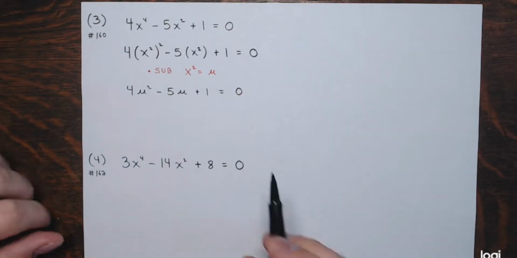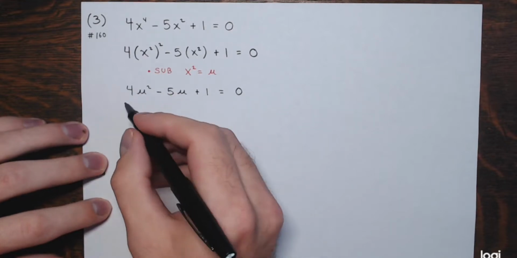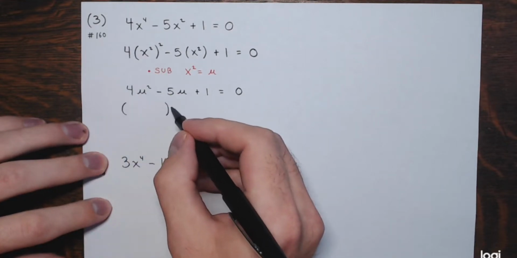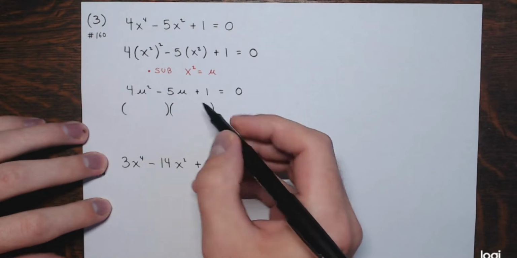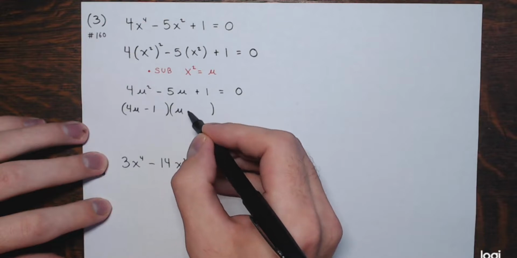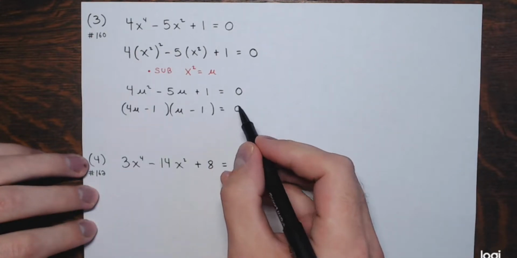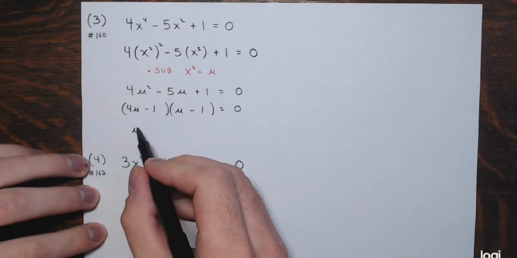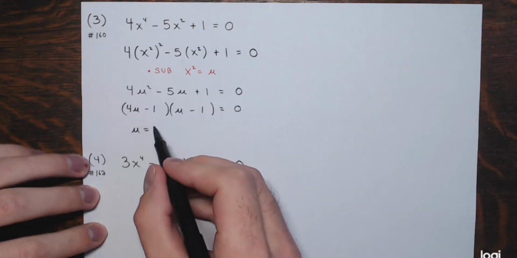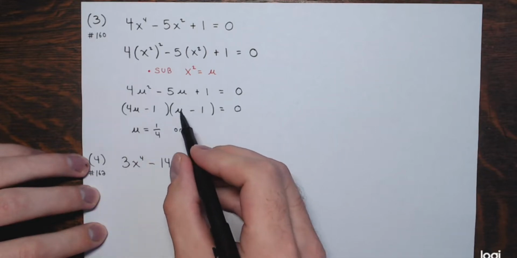Alright, and then once again, we have a quadratic expression here that is factorable. So this is pretty nice. This actually factors to 4u minus 1 times u minus 1. I leave it to you to check that out. Okay, and then equals 0. So the solutions of u: u equals 1/4, that'll make that factor 0, or u equals positive 1.